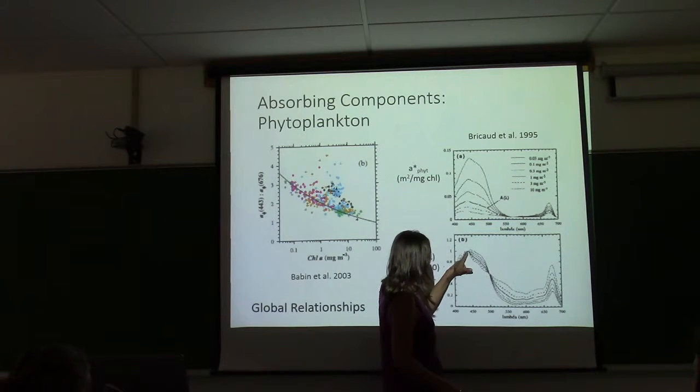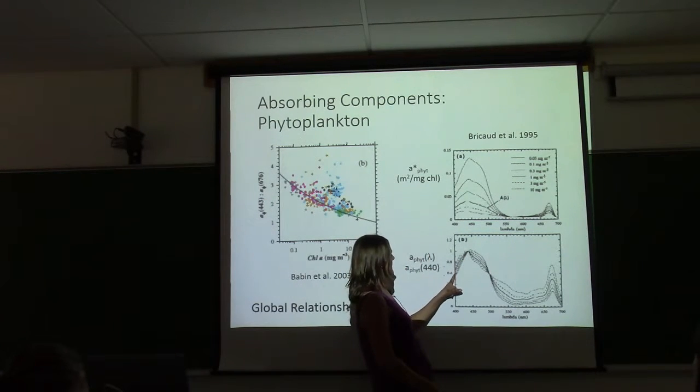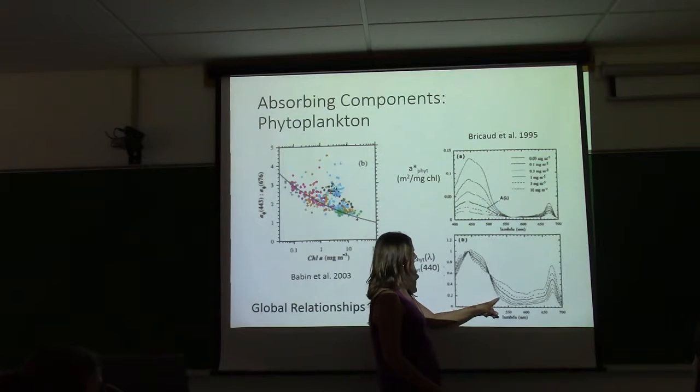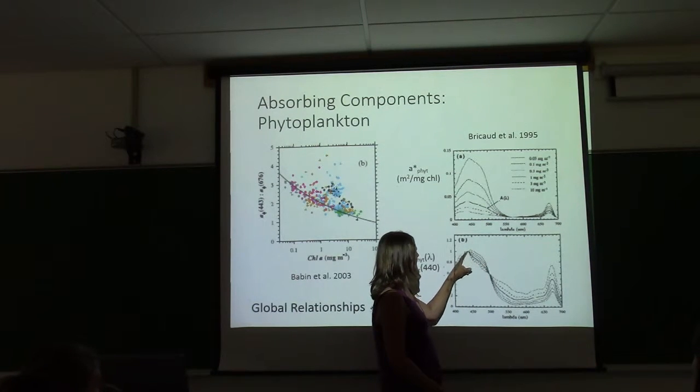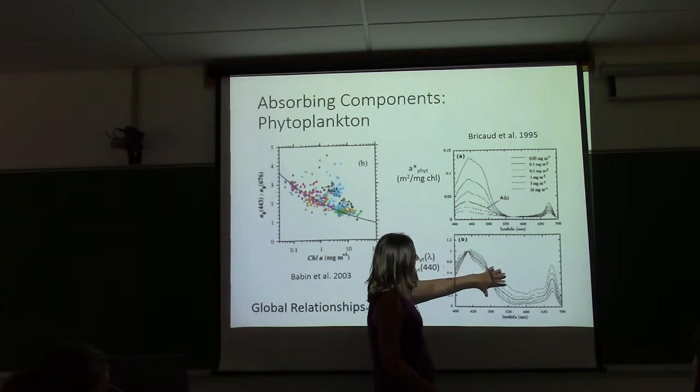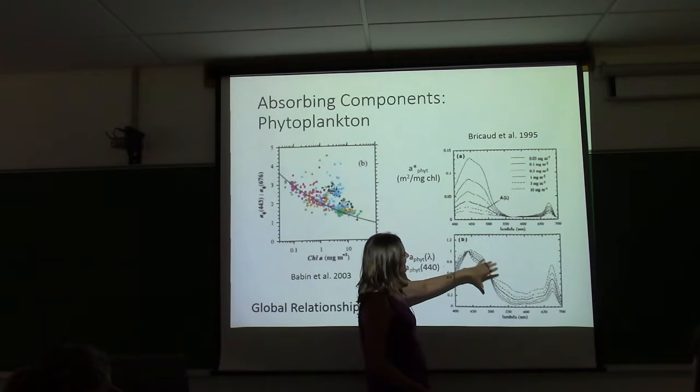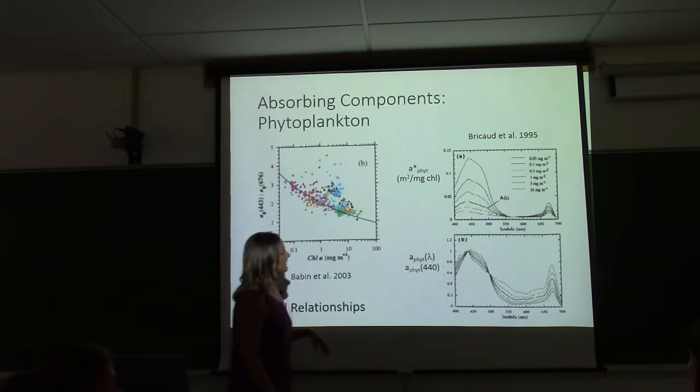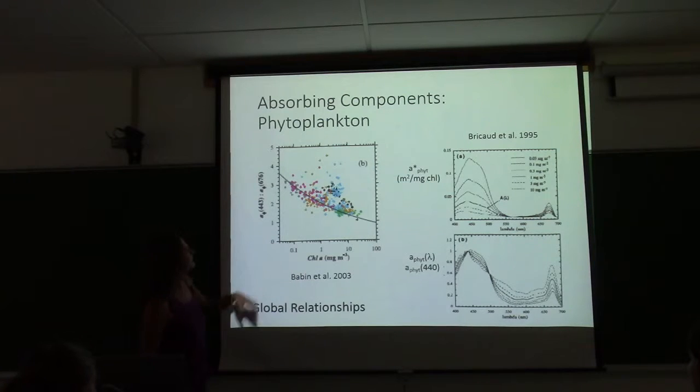Flat. You can see this is actually normalized at 440. So here's a very strong peaked absorption. Here's some flatter absorption. So you can begin to look at the shapes of absorption based upon the packaging of that pigment. And actually, I'll talk about this later.